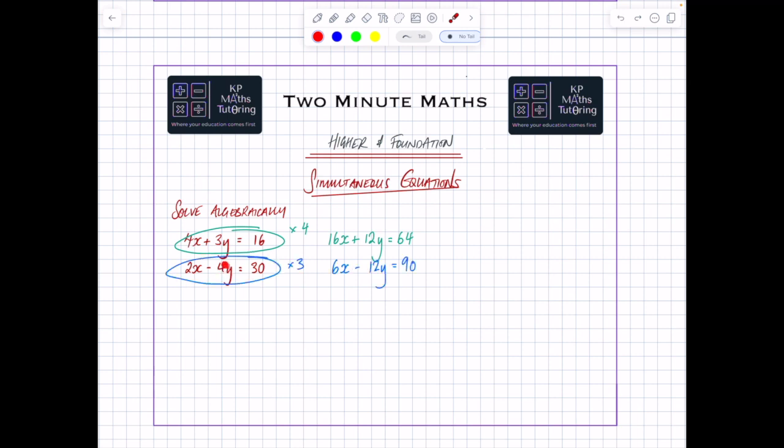If you're ever stuck, multiply the opposite one by the opposite value. So that's been multiplied by 3 and that's been multiplied by 4. And you can see what I've done there. That would be your first mark in an exam.